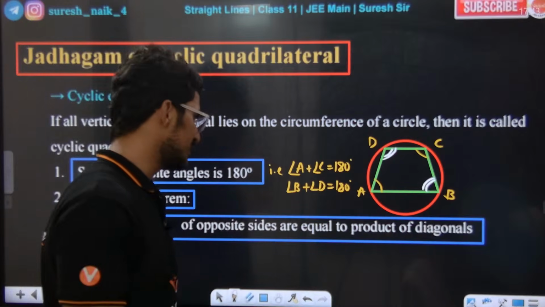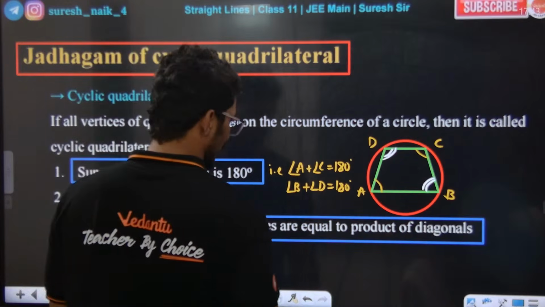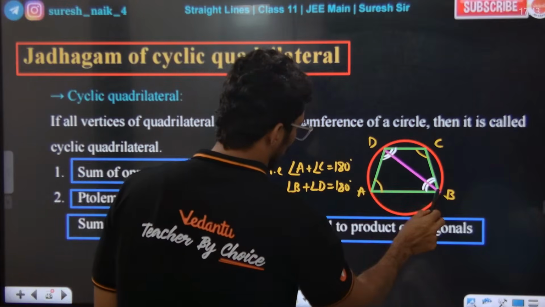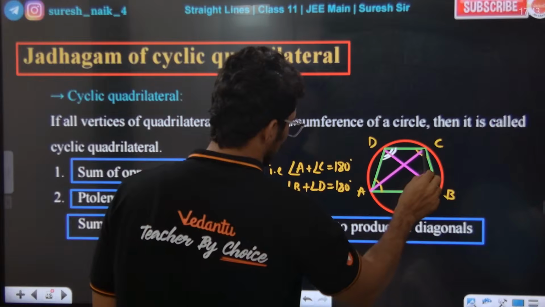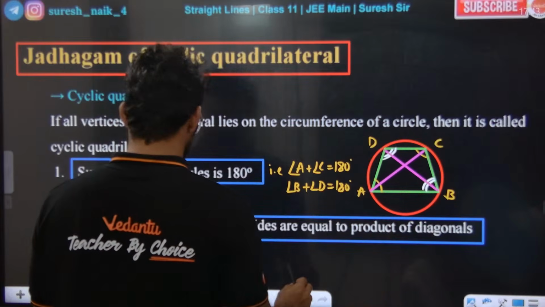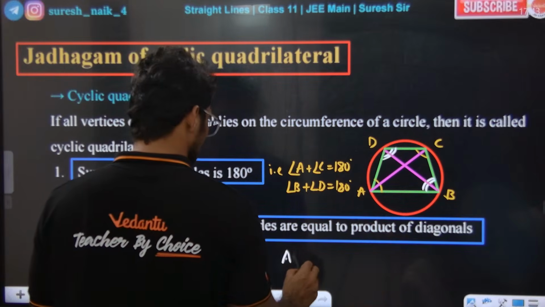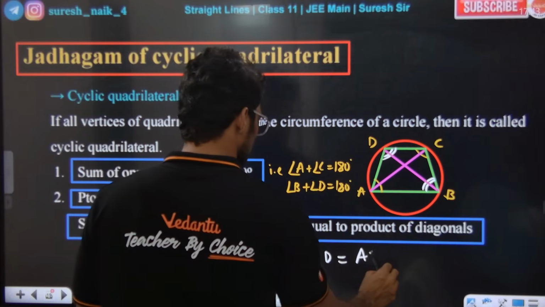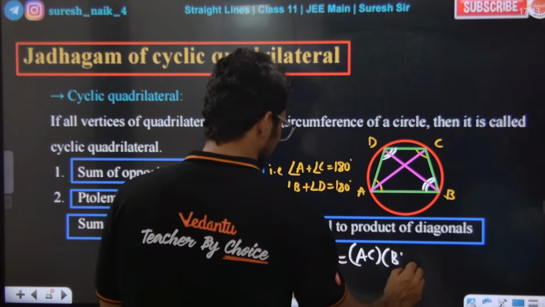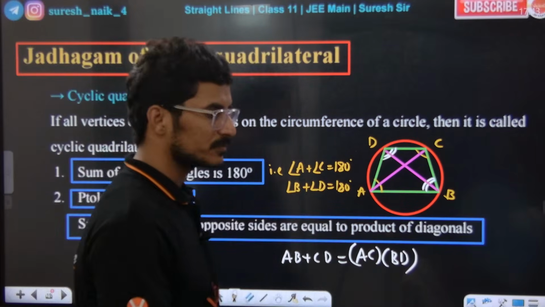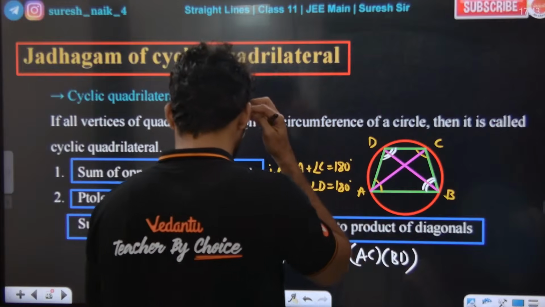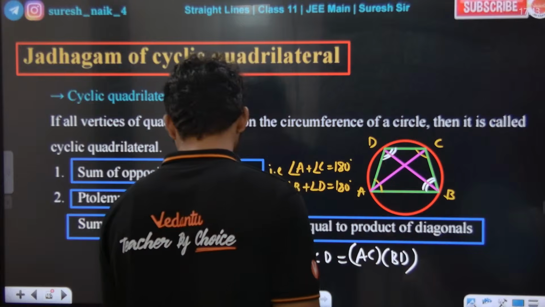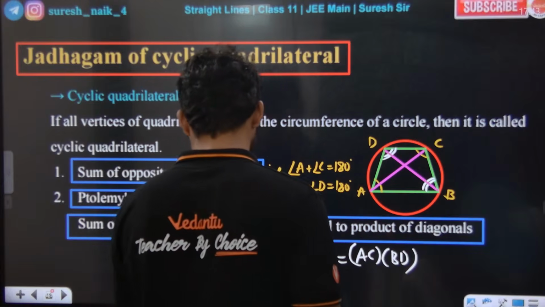Sum of the products of opposite sides is equal to the product of the diagonals. Product of the diagonals means what, sir? These are the diagonals. Sum of the opposite sides, AB plus CD, is equal to what? AC into BD. Yes or no? Sum of the products of opposite sides, right? Very good. Sum of products, right?